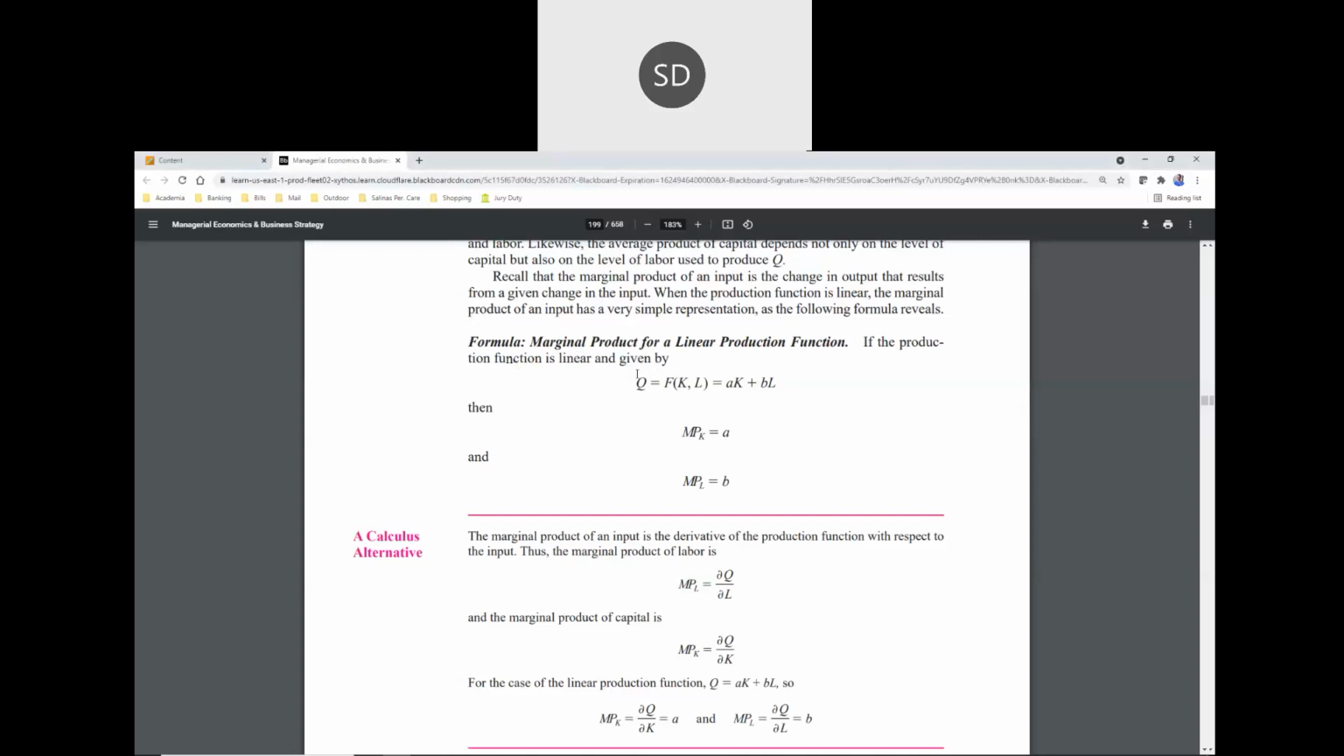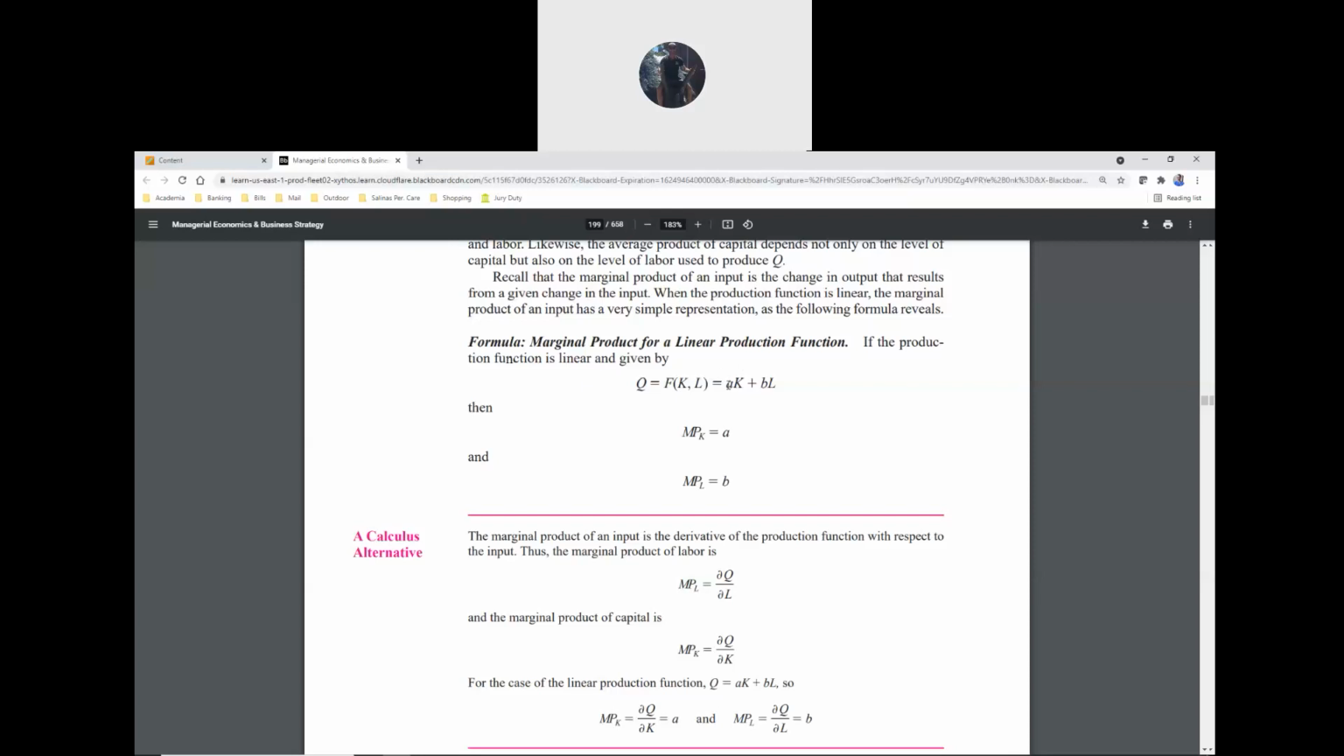Okay, so if you don't want to use calculus or you haven't freshened up on calculus, there are formulas for each of these marginal products. So here's the linear, right? If this is the form of the linear production function we talked about, AK plus BL in the general form, then your MPK would be the derivative of this with respect to K, which is just A, right? And your MPL would be the derivative of this with respect to L, which is just B.